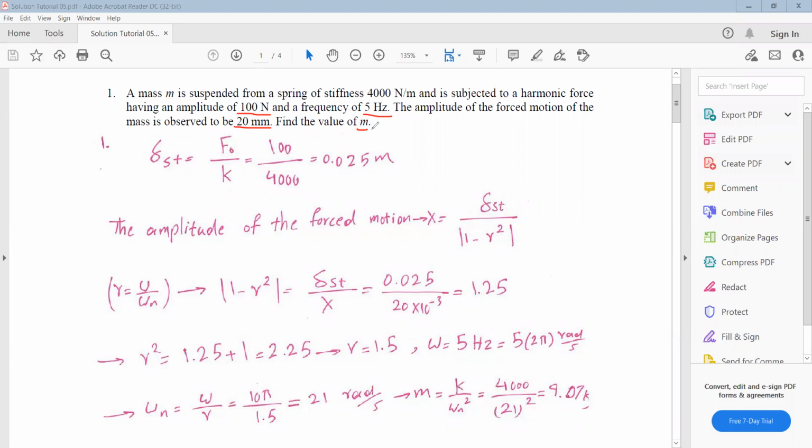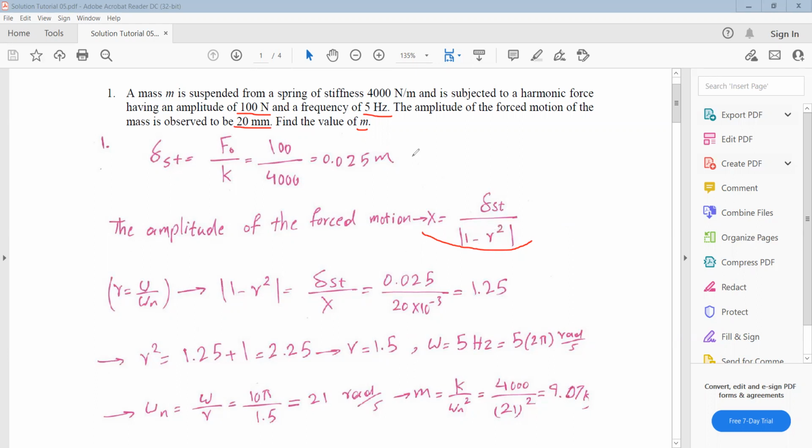So in this case, we have the stiffness, the amplitude of the response, the amplitude of the external force, and also the frequency of the external force. We need to calculate the mass of the system. The amplitude of the response is equal to delta st, the static deflection, divided by the absolute value of 1 minus r squared. And r is the frequency ratio, equal to omega divided by omega n.